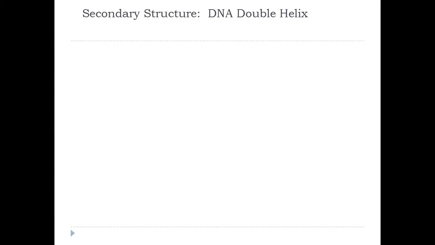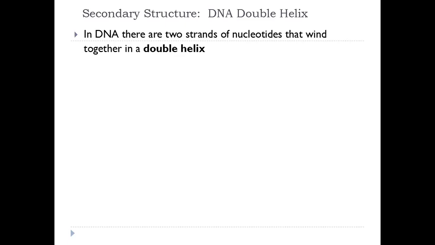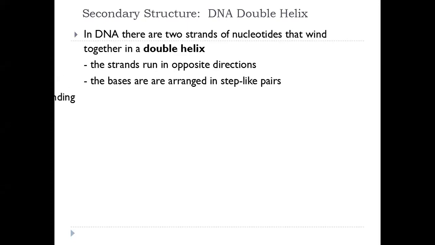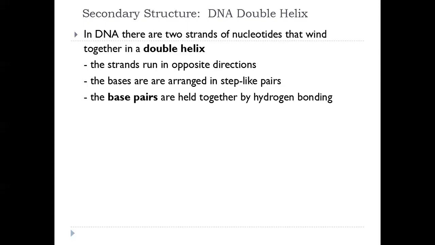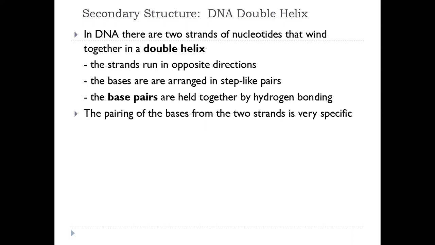Okay, so we proceed. So in DNA, there are two strands, which form a double helix. That's why it is called a double helix. They run in opposite directions. The base pairs are held together by hydrogen bonding. In the bonding between C and G, the base pairing is very specific because of the hydrogen bonds. The number of hydrogen bonds between A and T is different from that between C and G.